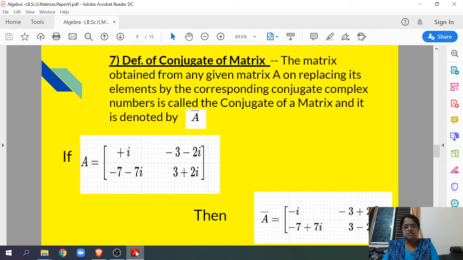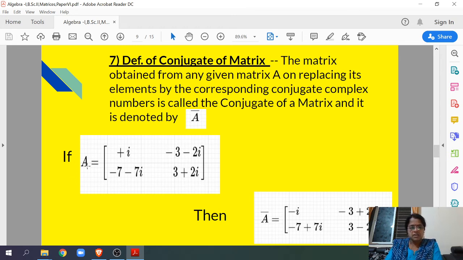Now we will see the other types of matrices. In that, first we will see what is the conjugate of a matrix. The definition of conjugate of a matrix is the matrix obtained from any given matrix A on replacing its elements by the corresponding conjugate complex numbers is called the conjugate of a matrix, and it is denoted by A bar, or we can say A conjugate also.